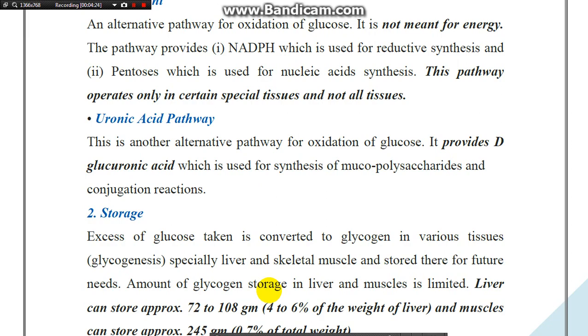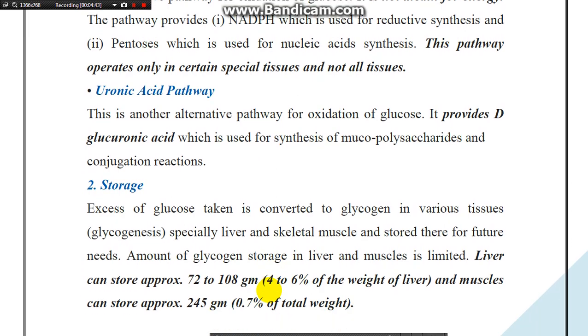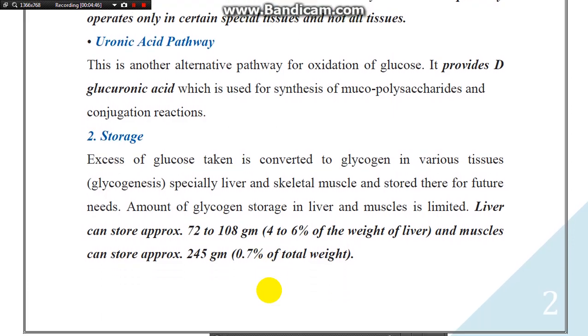Excess of glucose taken is converted to glycogen in various tissues by glycogenesis, especially liver and skeletal muscle, and stored there for future needs. The amount of glycogen stored in the liver and muscle is limited. Liver can store approximately 72 to 108 grams, 4 to 6% of the weight of the liver, and muscle can store approximately 245 grams or 0.5% of the total weight.